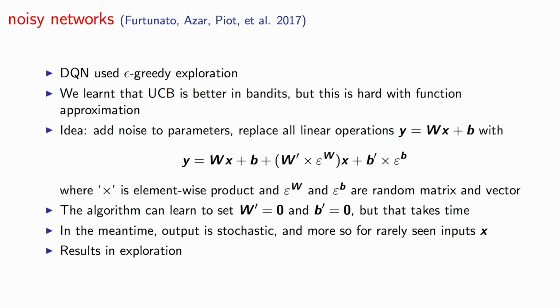And what will happen then if you train this thing? Well, eventually the network should learn that these things are just noise and you should ignore them. So it should set, probably in the end, these w prime and b prime parameters all to 0 to ignore the noise. Yeah?